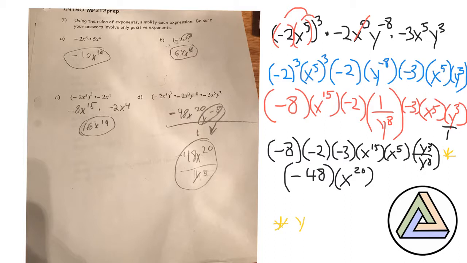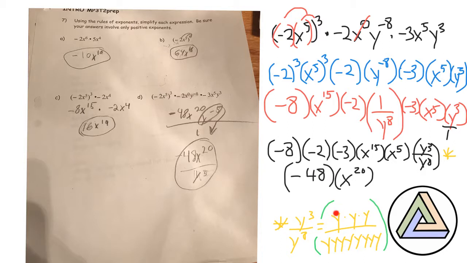So y to the third over y to the 8th. Well, what is y to the third? Y to the third is really 3 y's being multiplied together. Y to the 8th is really 8 y's being multiplied together, right? That's what this is, right?